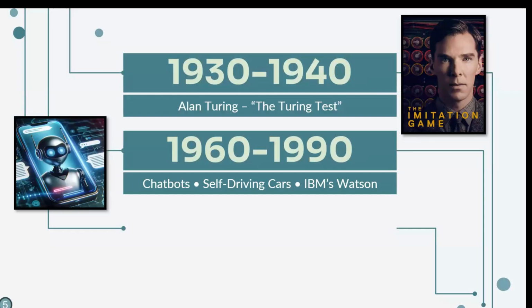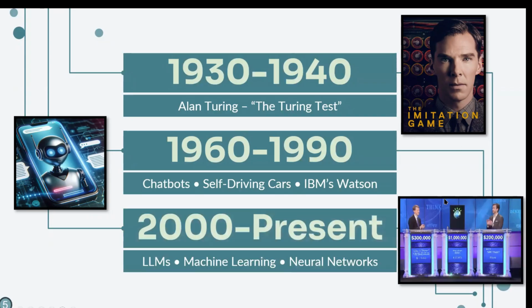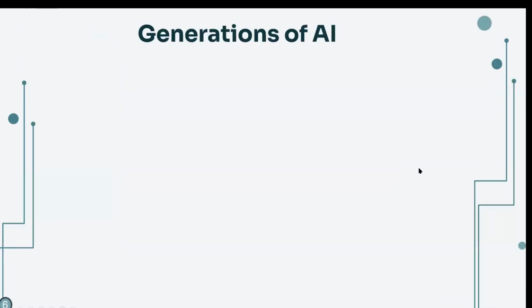And then the 1960s to 1990s, it was a slow burn. The base technology wasn't really there. However, we did have chatbots. We actually had self-driving cars back in this 30-year period of time. And then IBM's Watson really set the stage for where we are today. From 2000 to the present, we've got large language models, or LLMs. We've got machine learning. We got neural networks. We've got this entire branch of science that used to be science fiction, but now is science and technology as we move forward. So it's a very exciting future.